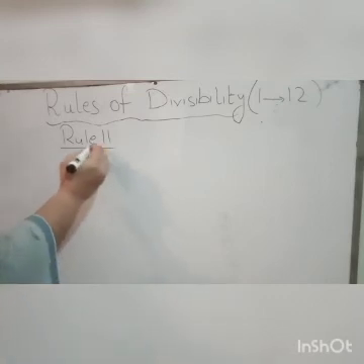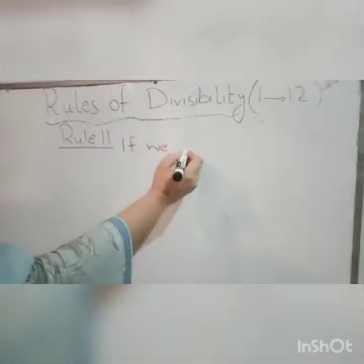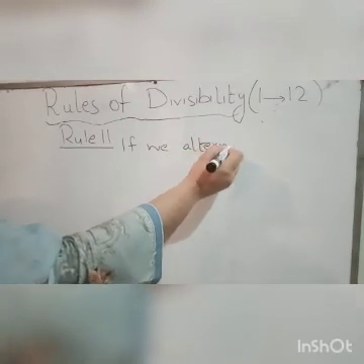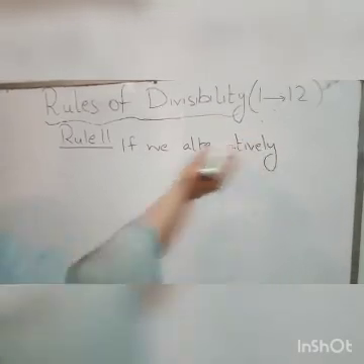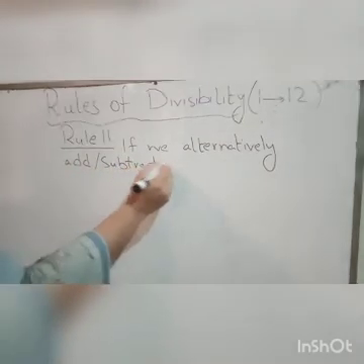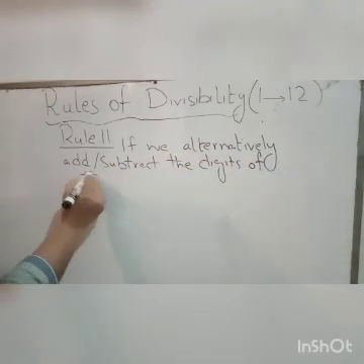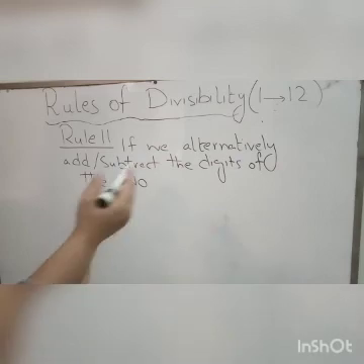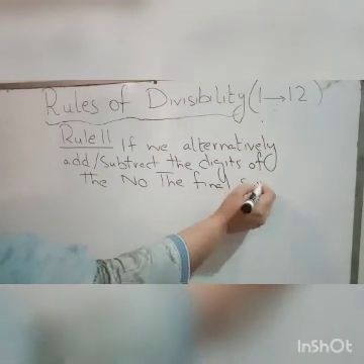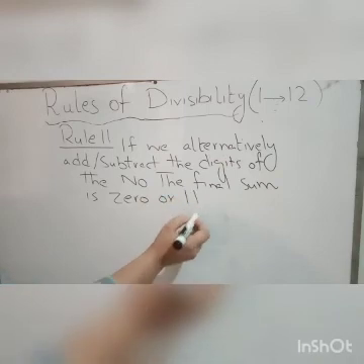So the rule for 11 says if we alternatively add and subtract the digits of the number, and the final sum that comes is 0 or 11, then the number is divisible by 11.